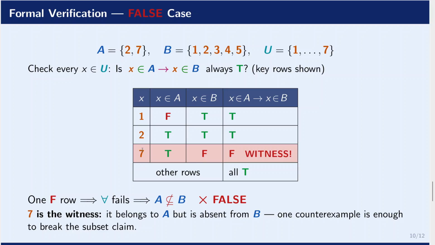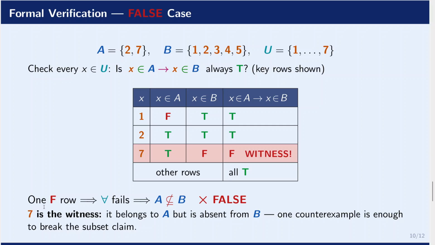7 belongs to A, so our hypothesis is true. However, 7 does not belong to B, so our conclusion is false. True implies false evaluates to false. We have found our witness. For all the other rows, the implication evaluates to true, but that simply does not matter.